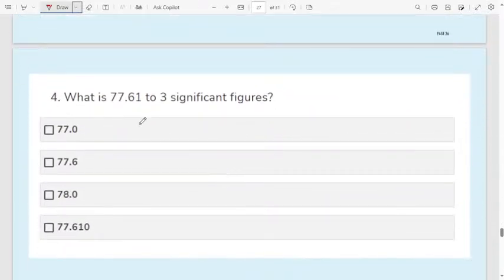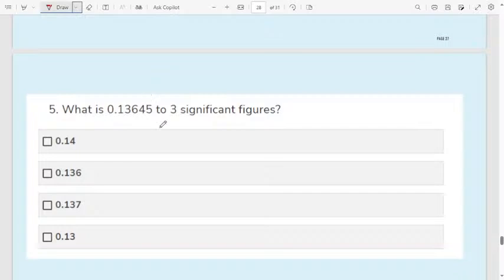Then what is 77.61? Write it to three significant figures. Then 77 point 6, the next number is 1, and 1 is less than 5, so your number will be 77.6 only, because 1 is less than 5, we can't move to the next number. 77.6. They are asking only for three significant figures.